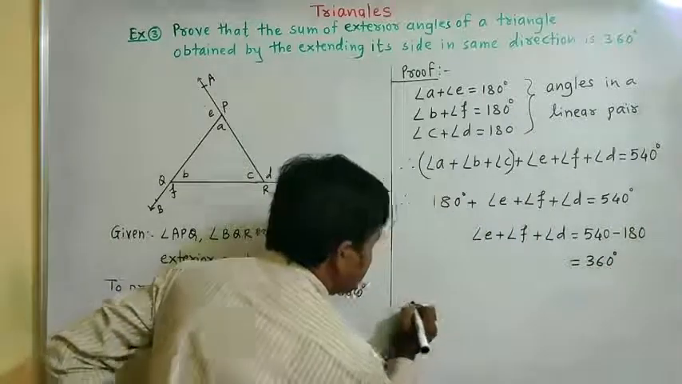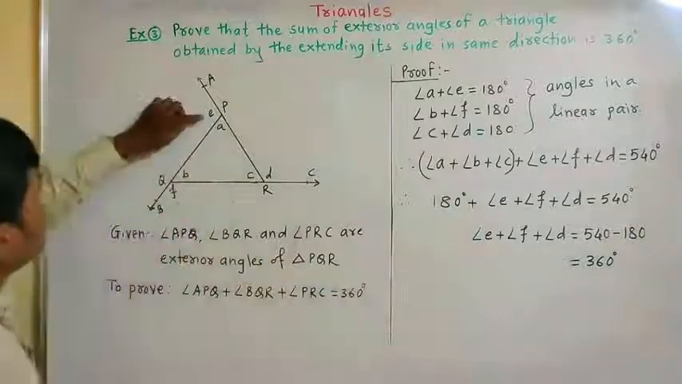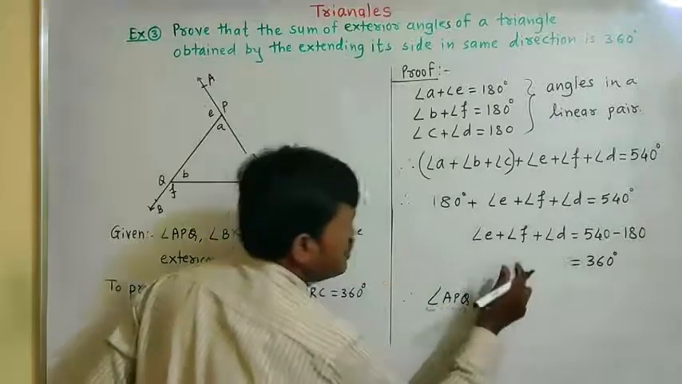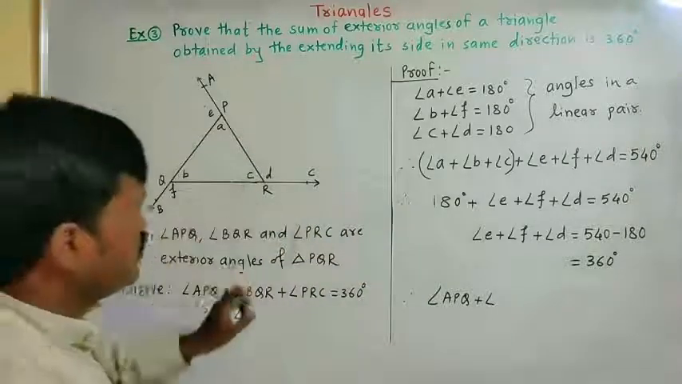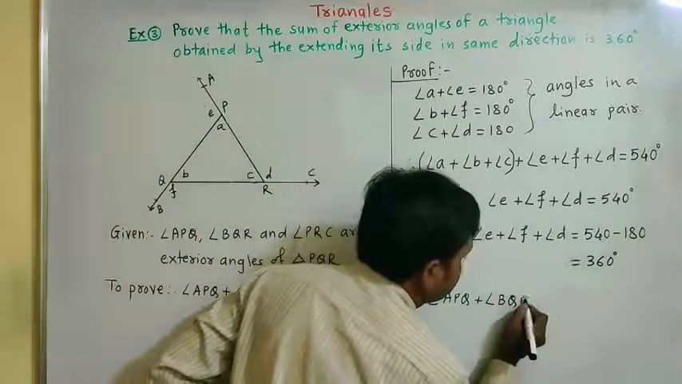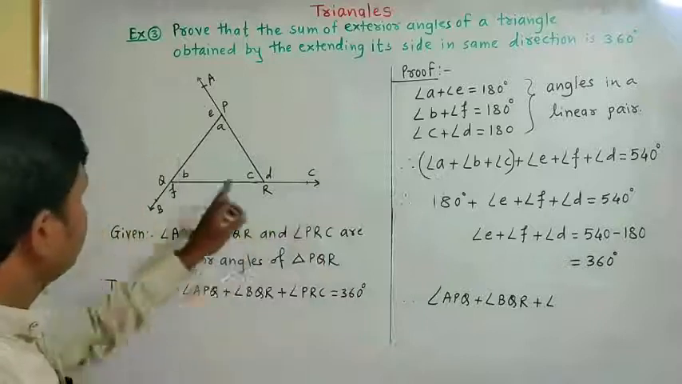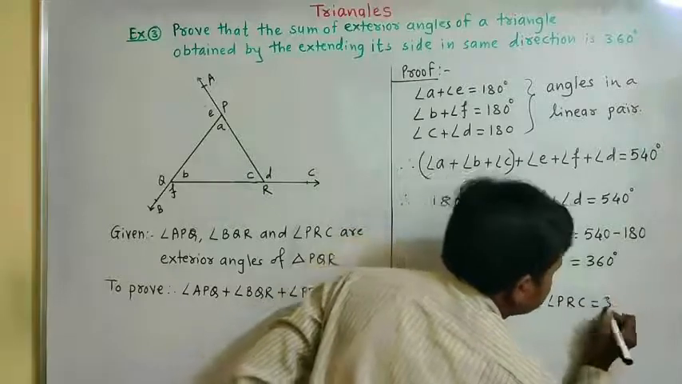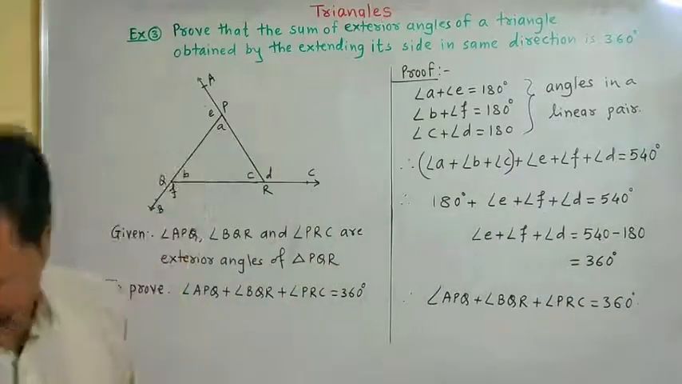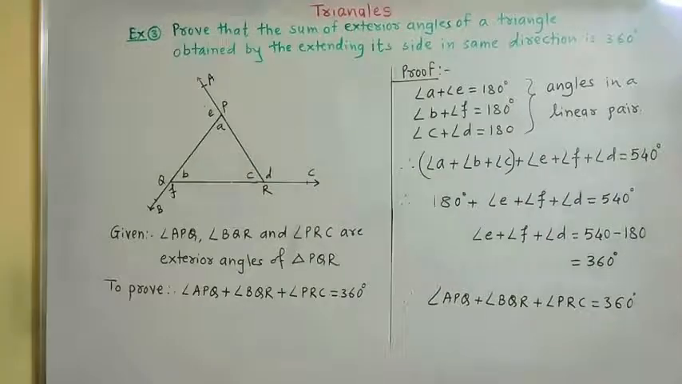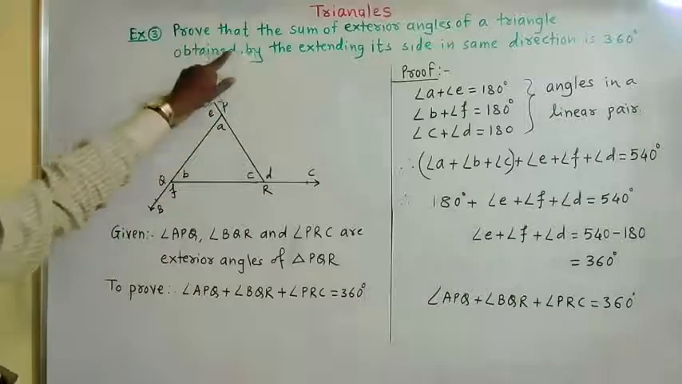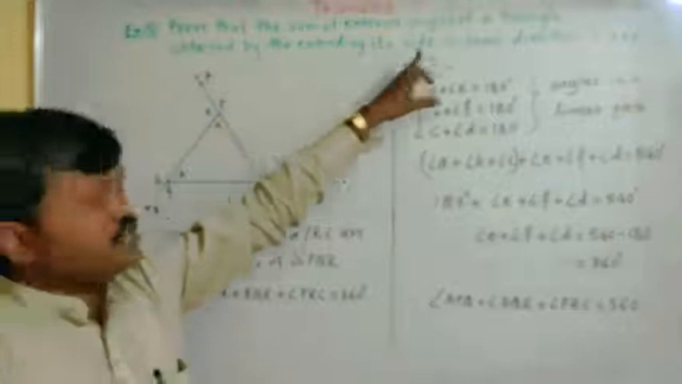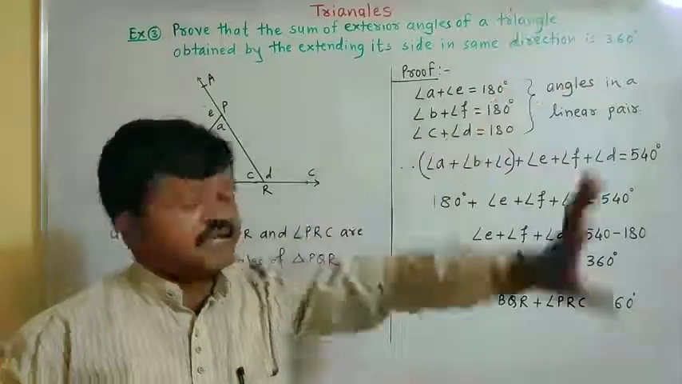Therefore, what do we get here? Angle E means angle APQ, angle F means BQR. So angle APQ plus angle BQR plus angle PRC is equal to how much? 360 degrees. So as we proved here, the sum of the exterior angles of a triangle obtained by extending its sides in the same direction is 360 degrees.